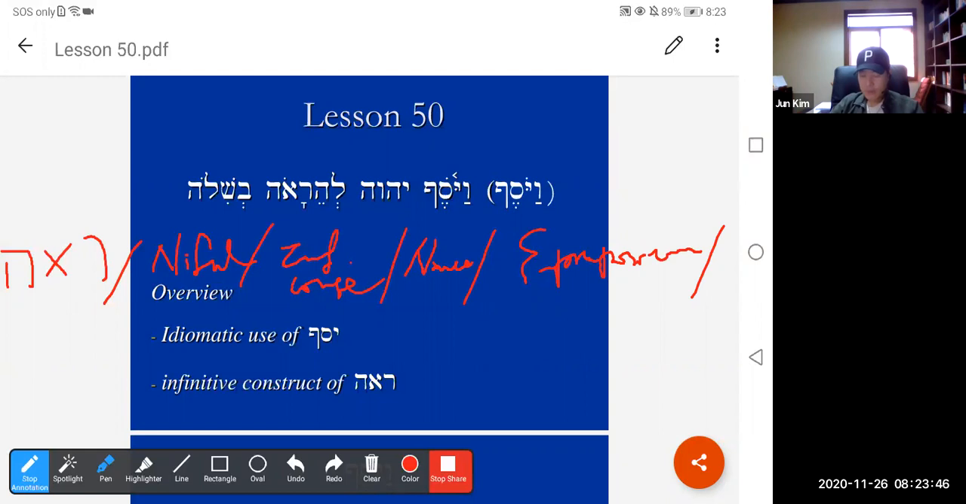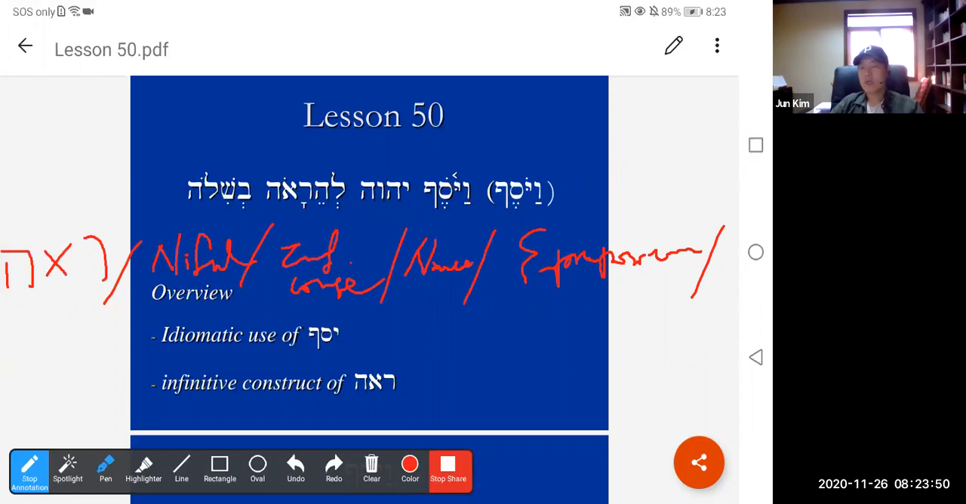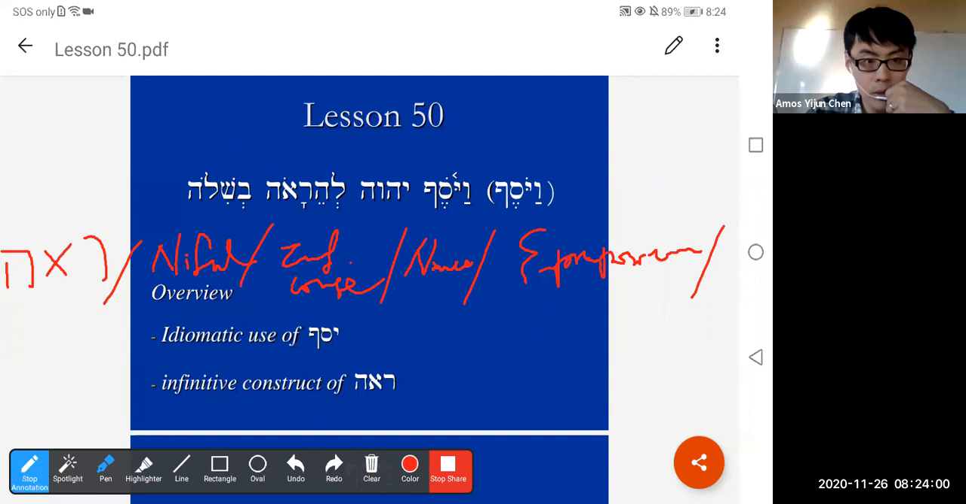what is the meaning of ra'a in the qal stem? To see. All right, good job. To see. And then, what about the meaning of nifal?